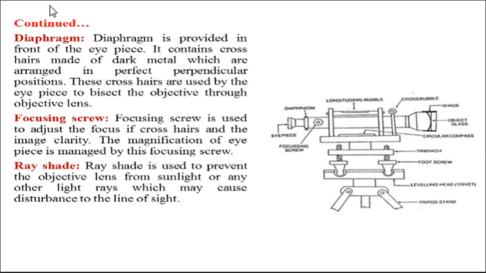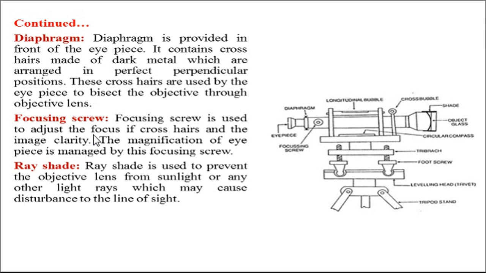Then the next one, the diaphragm. The diaphragm is provided in front of the eyepiece. It contains crosshairs made of a dark metal which are arranged in perfect perpendicular position. These crosshairs are used by the eyepiece to bisect the object seen through the objective lens. So here the diaphragm is provided, and on that diaphragm three crosshairs are provided at equal distance from each other.